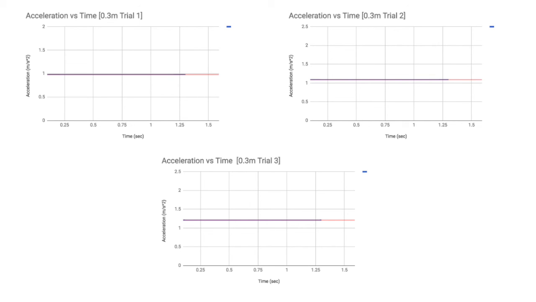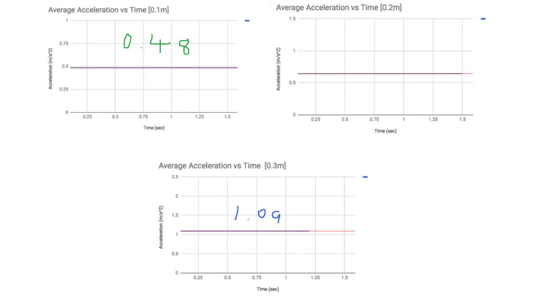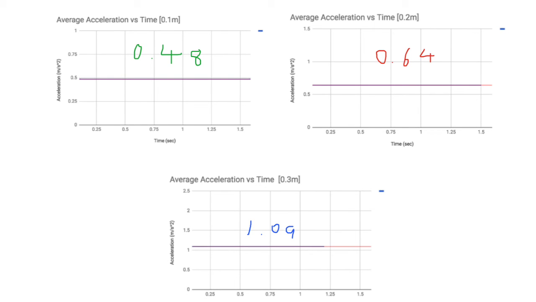Although the acceleration was constant for each height, it is evident that the 0.3 meter height's average acceleration was 1.09 meters per second squared, which is higher than 0.2 and 0.1 meters, as they had 0.48 meters per second squared and 0.64 meters per second squared respectively.